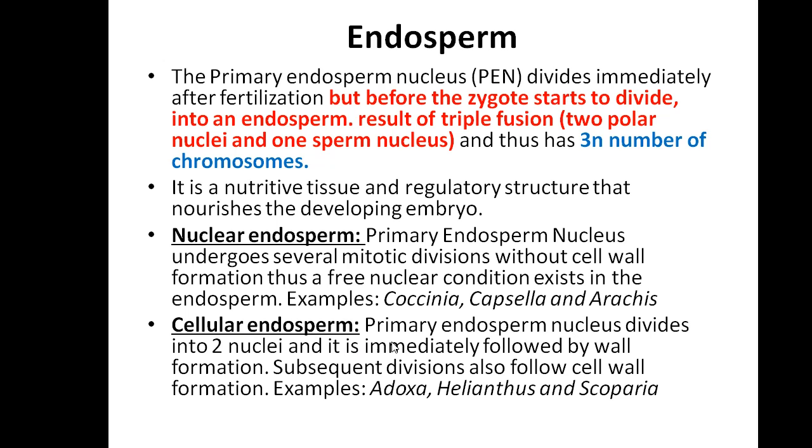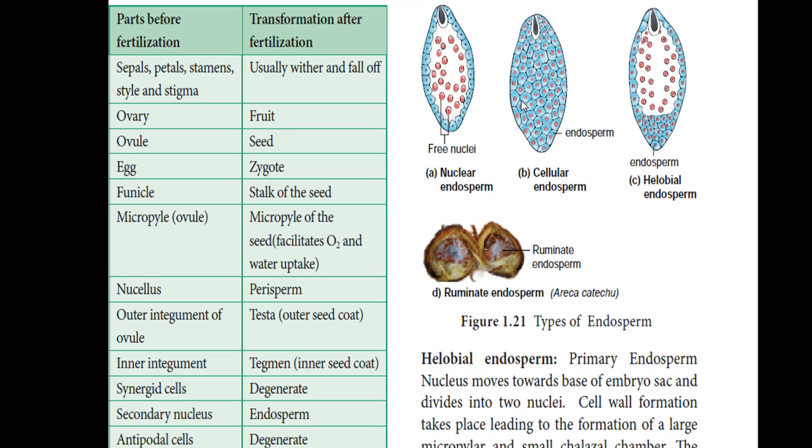And in the cellular endosperm, the primary endosperm nucleus divides into 2 nuclei, and it is immediately followed by wall formation, and subsequent divisions also follow cell wall formation. Examples: Adoxa, Helianthus and Scoparia. So this is cellular. Here the one primary endosperm nucleus divides into many nuclei, followed by many cell wall formations, and that is cellular endosperm.